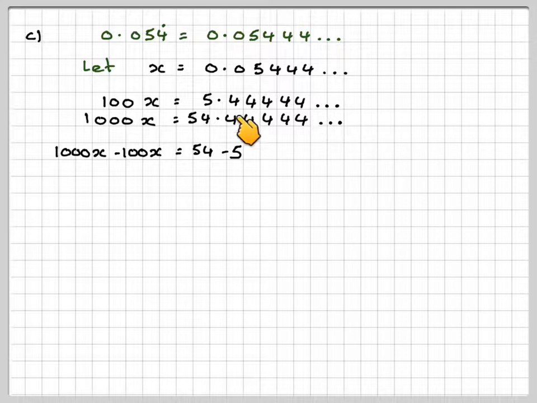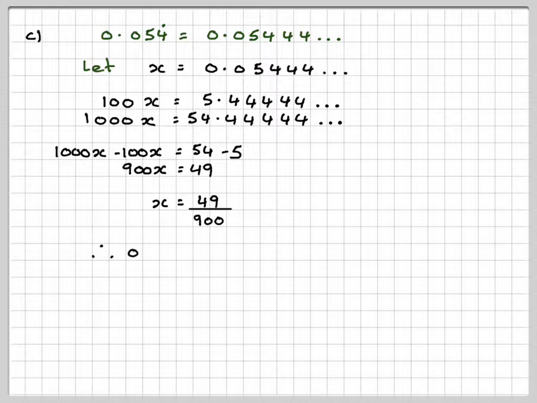So this is what you need to do, line everything up. So we're going to get 900x is equal to 49. 54 minus 5 is 49. x will be 49 over 900, and therefore our recurring decimal, 0.054 with the 4 recurring, will be 49 over 900.